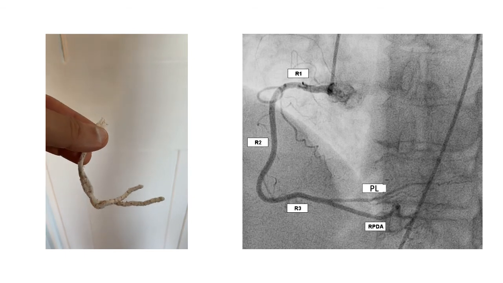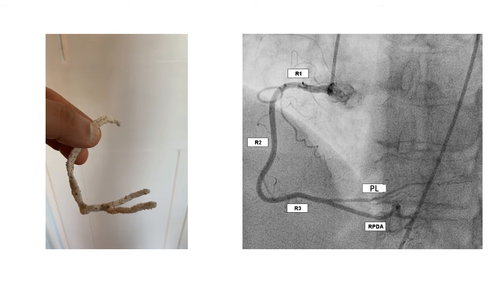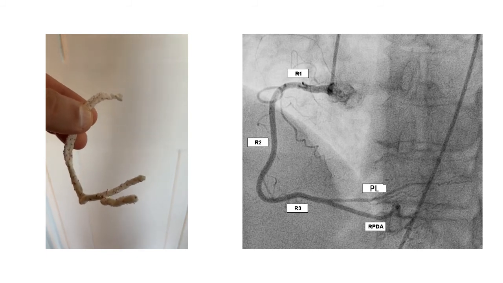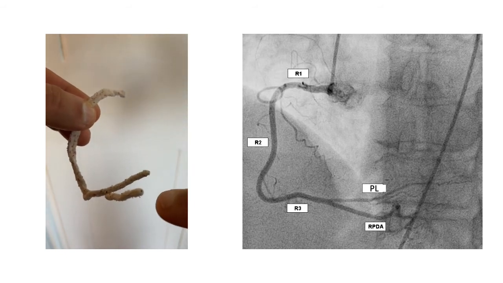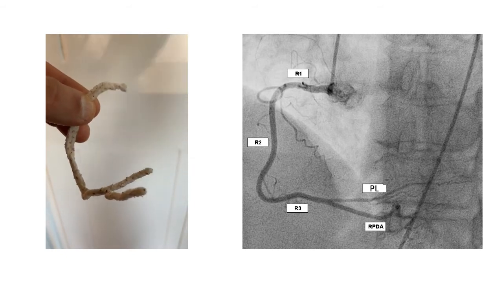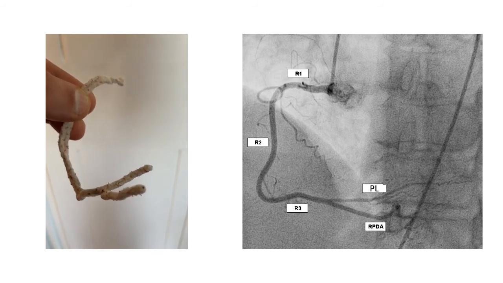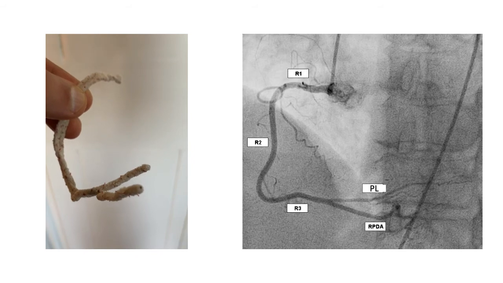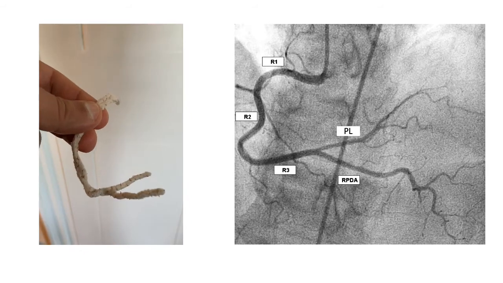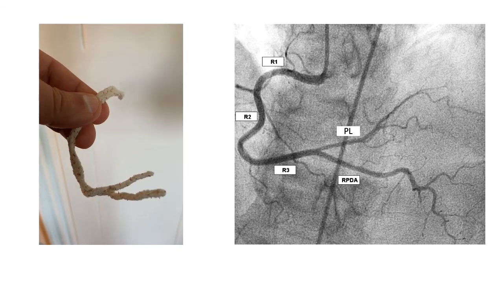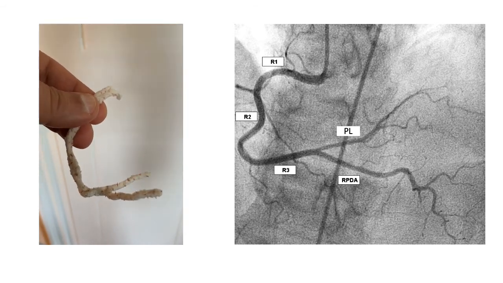As you know, the RCA is engaged in the LAO projection. So we're going to go LAO, and you will typically see something like this with the PDA and the PL branches showing like that. Most RCA interventions are performed in this view. Now, one downside of the LAO projection is that it does not show the bifurcation quite as well.